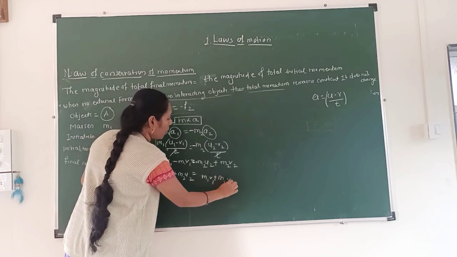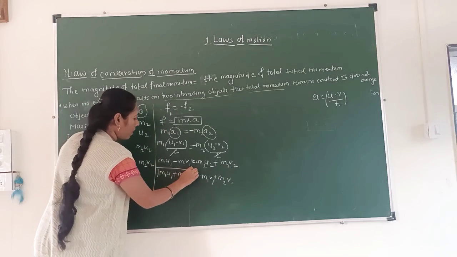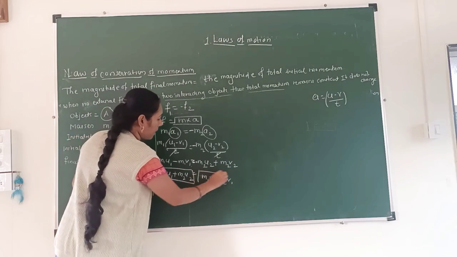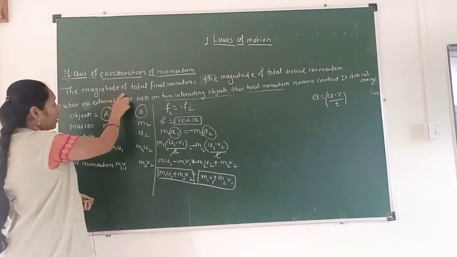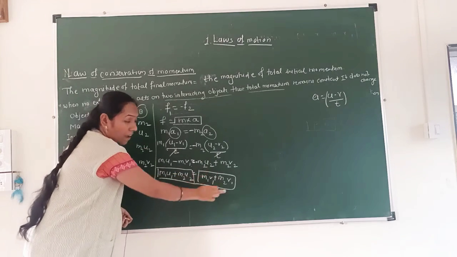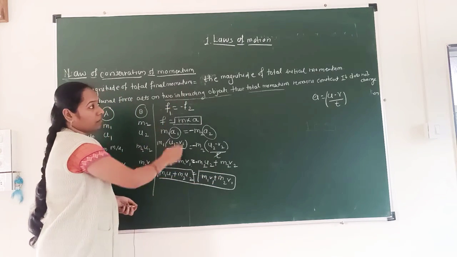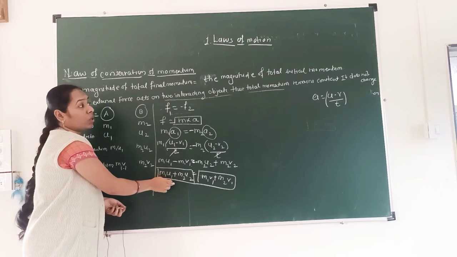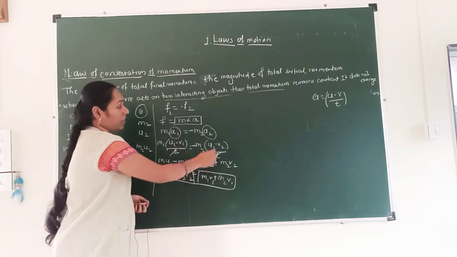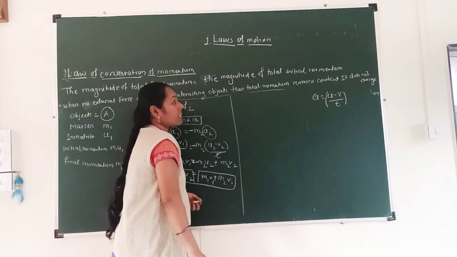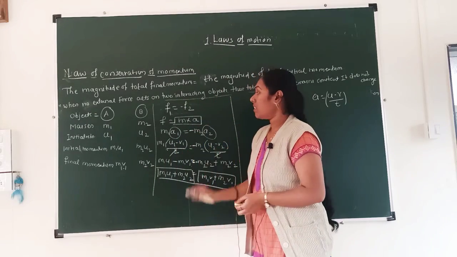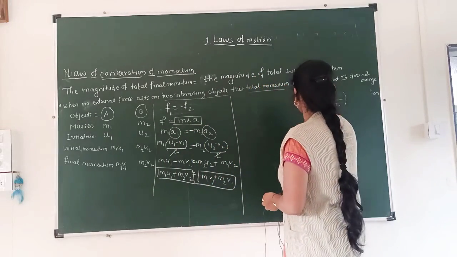m2 v2. This is your law, that is nothing but the magnitude of total final momentum is equal to the magnitude of total initial momentum. This is the law of conservation of momentum, and it is always constant.